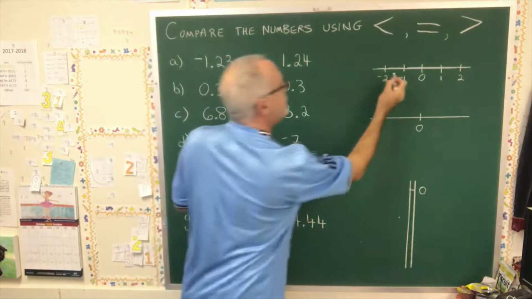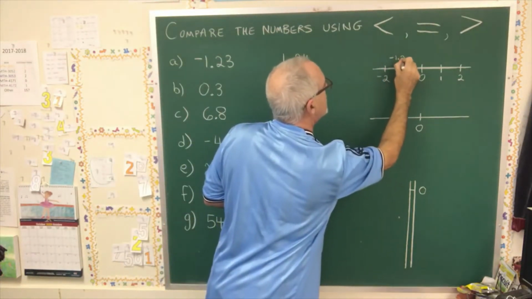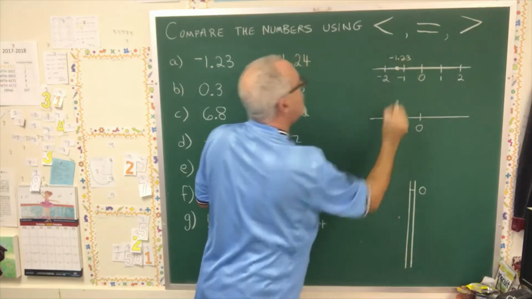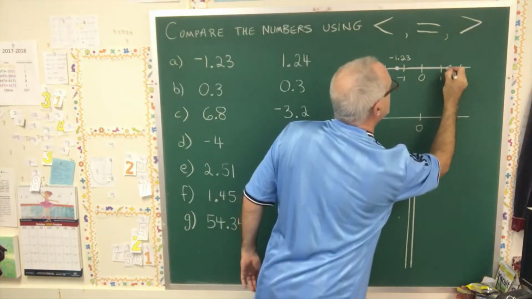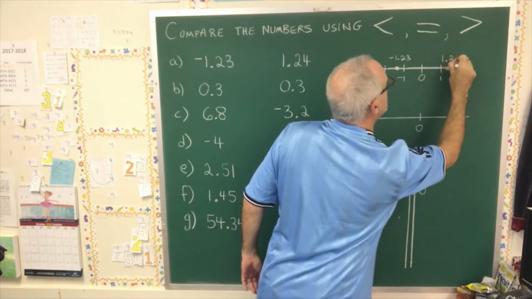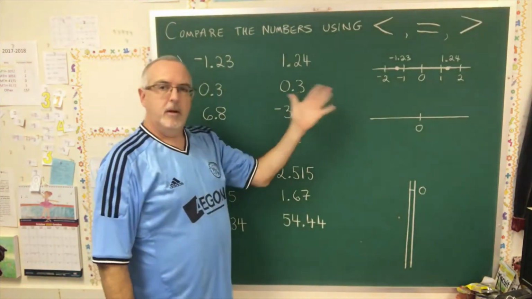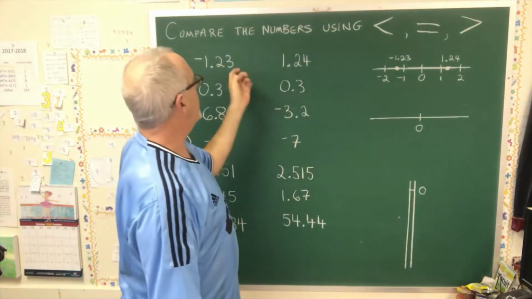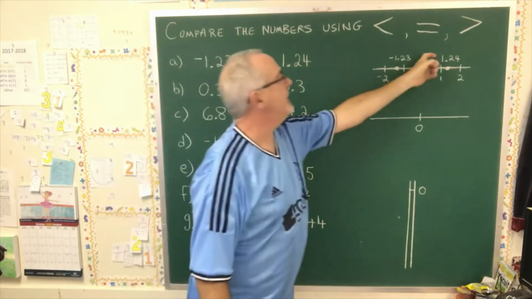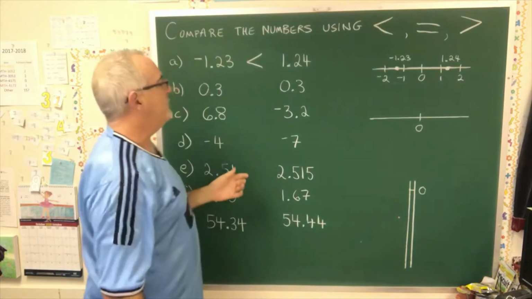Negative 1.23 will be here. And positive 1.24 will be here. The number that's to the left on the number line is less than the number that's to the right. So negative 1.23 therefore is less than 1.24, and I put the less than symbol.